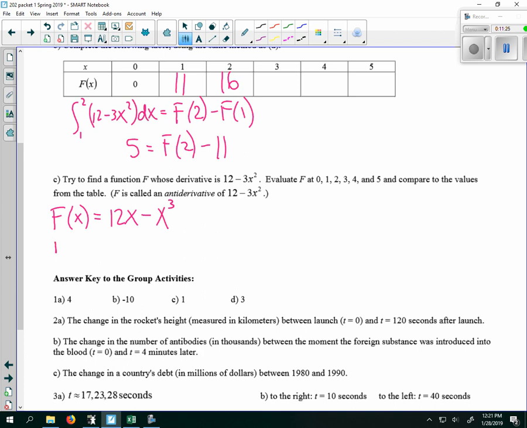So let's check f of 0. If I plug zeros in for x's, I get 0, so that works. That matches my table. And then f of 1 would be 12 minus 1, which is 11. That matches the table. And then f of 2 would be 12 times 2 minus 2 cubed. 24 minus 8 is 16. That matches the table. And the other 3 will also match.